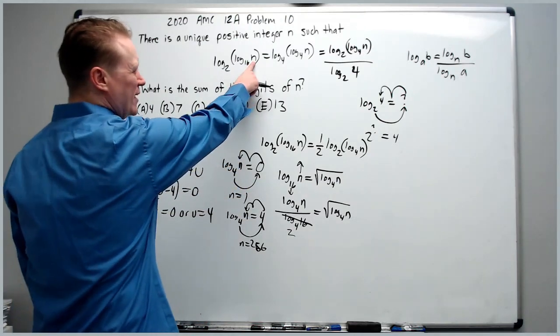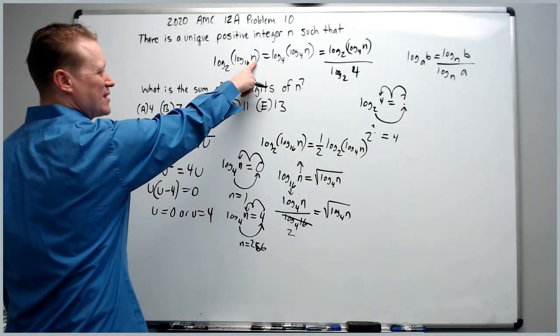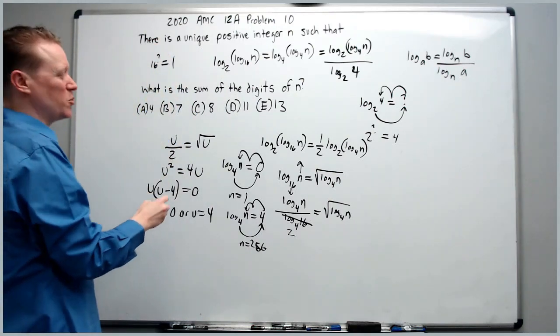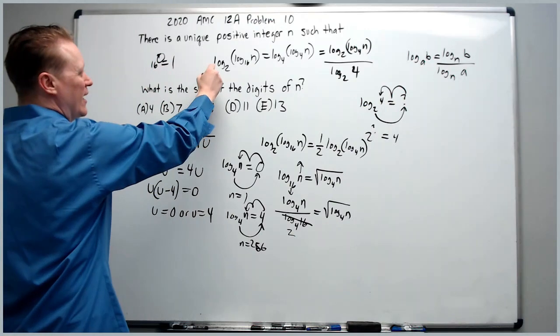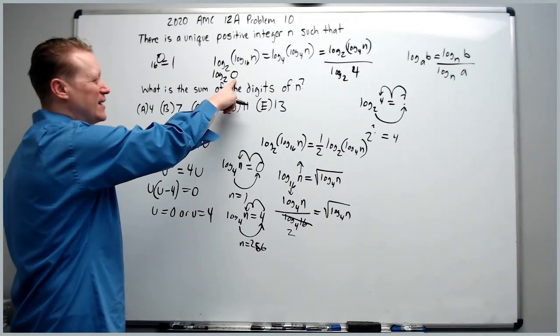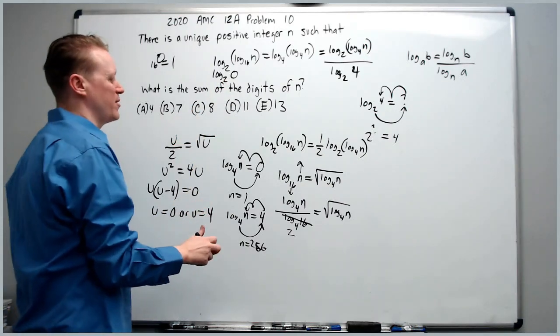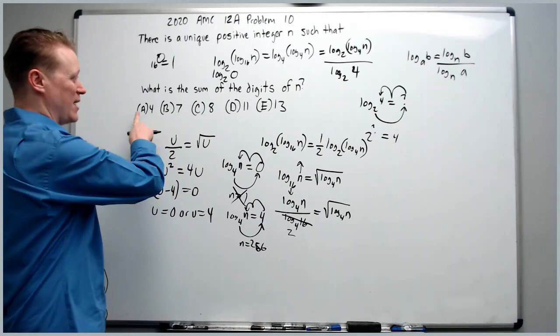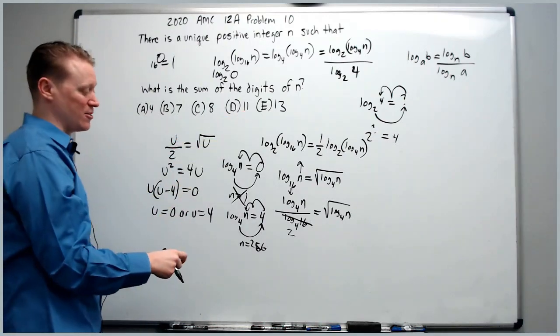If I put 1 in here, what is log base 16 of 1? It means 16 to some power equals 1. That power is 0. And now we have log base 2 of 0. This is a problem. Zeros are not allowed inside of logarithms. So n equals 1 is not a valid solution. Not to mention, it's not a possibility in the answers.